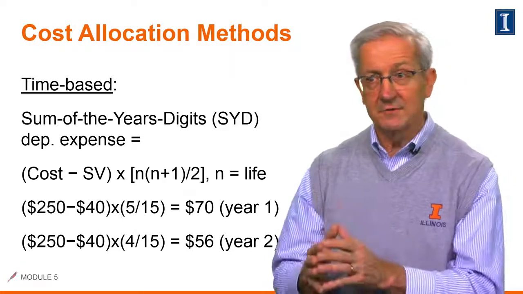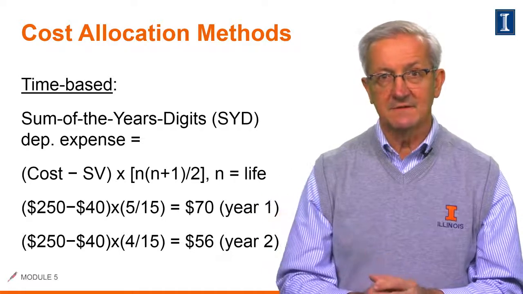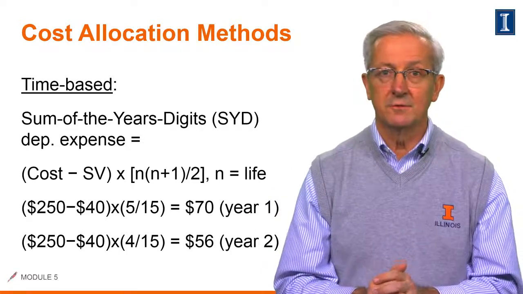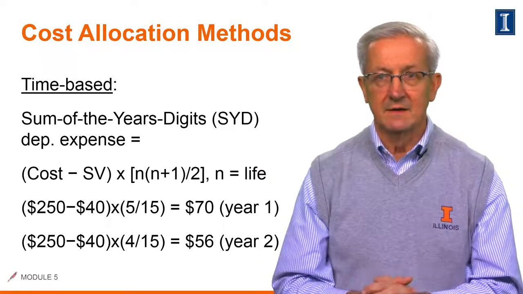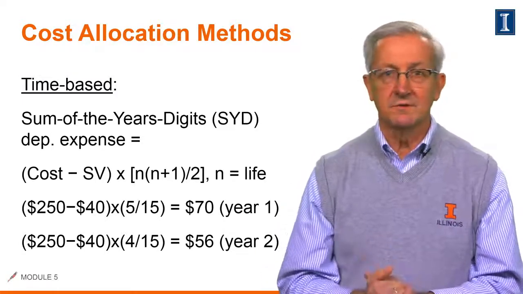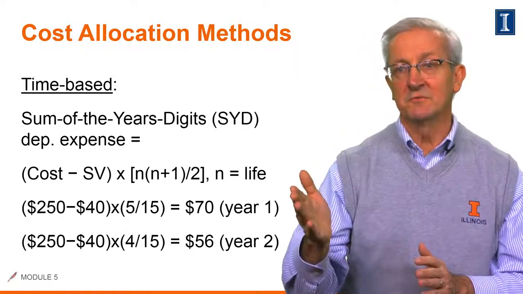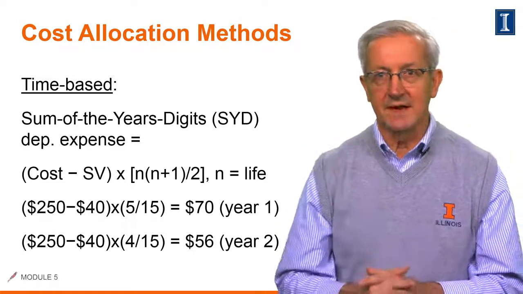I got the denominator as follows. I took the 5 times 5 plus 1, which is 6, which is 30, divided by 2 is our base of 15. So as you can see, the depreciation is 70,000 year 1, 56,000 year 2. This is the real key of an accelerated method. It pushes out much more expense in those early years of the life of the asset.